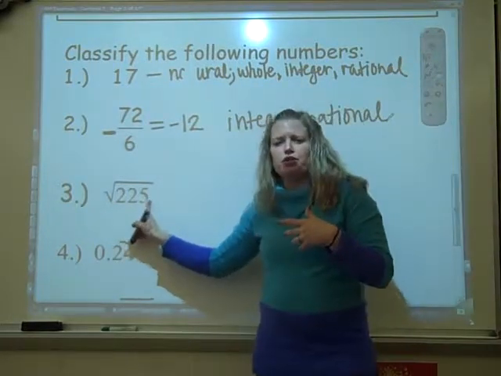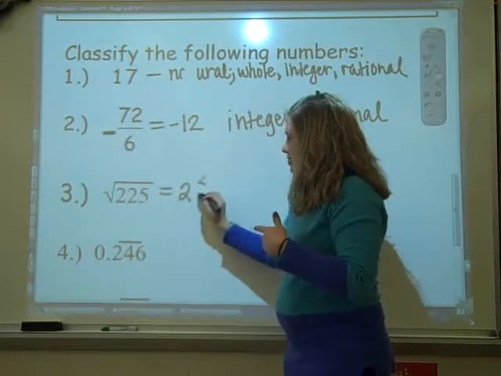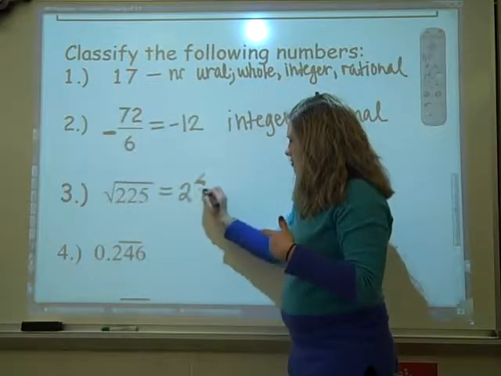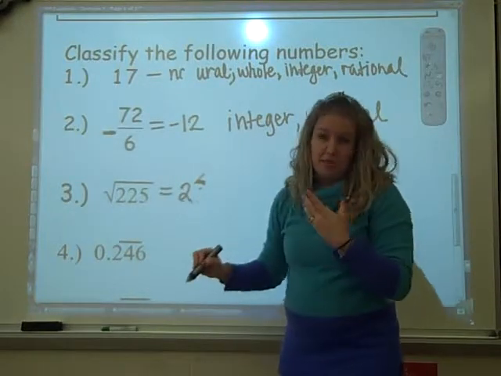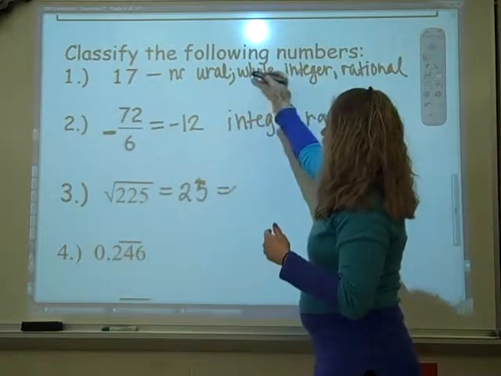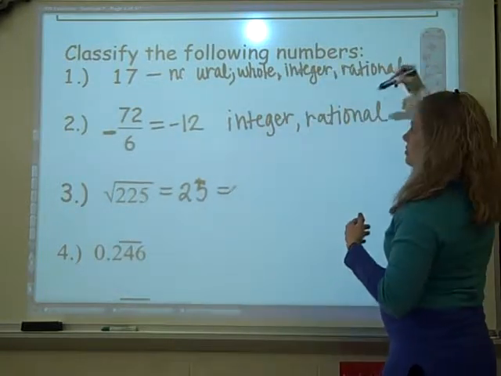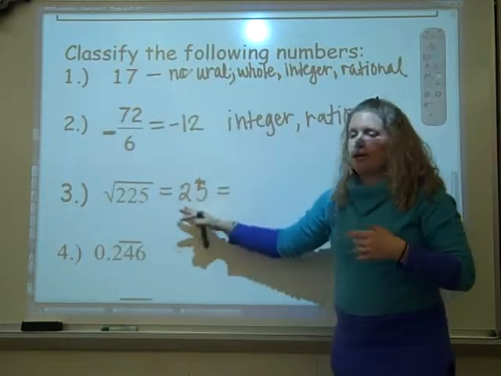Square root of 225. It's the same thing as the number 25. This board doesn't like when I write numbers, so that means 25, right? 25 there. There we go. Which is a natural, a whole, an integer, and a rational. So it's the same answer as number 1, if you could copy that down there.